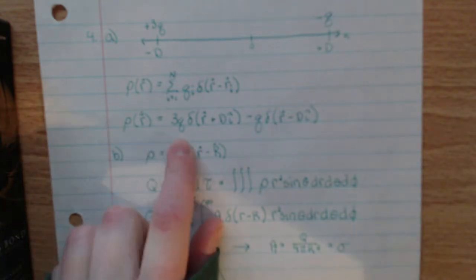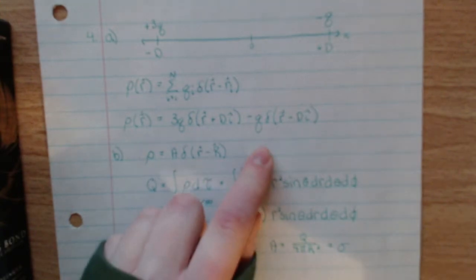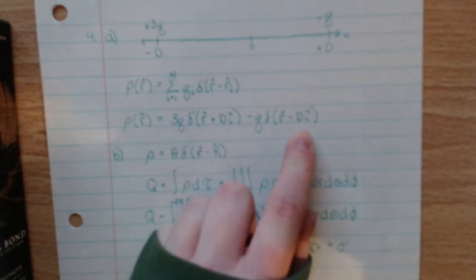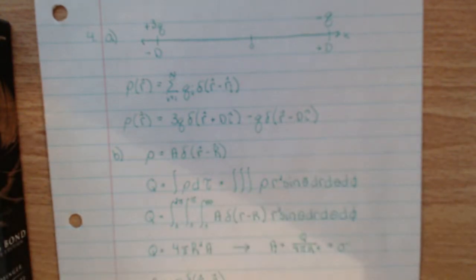So if we just add them together, the first one's 3q, the second one's negative q, and the first one's located at negative d, and the second one's located at positive d. Part B.